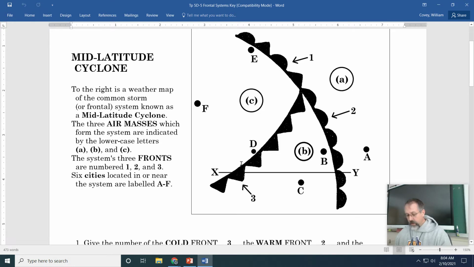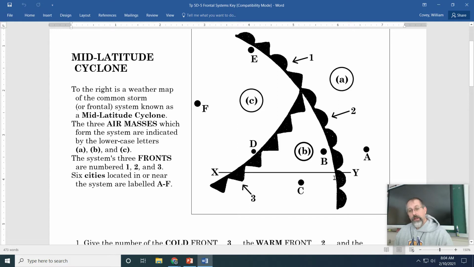Which air mass is rising over the other at front 2 for number 7? So front 2, we got this fellow over here. There's front 2, the warm front. So which air mass is rising over the other? Is A rising over B or is B rising over A? Those are your two air masses in the diagram.